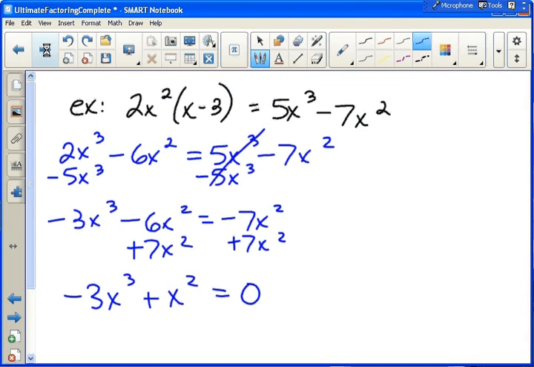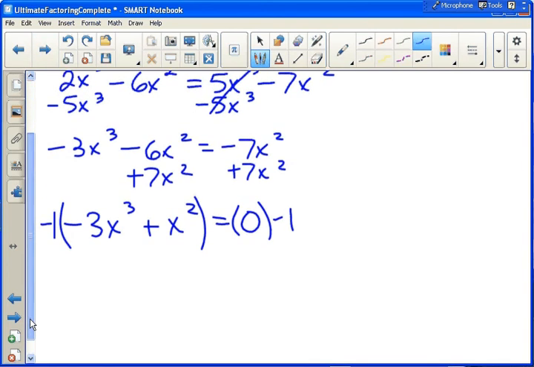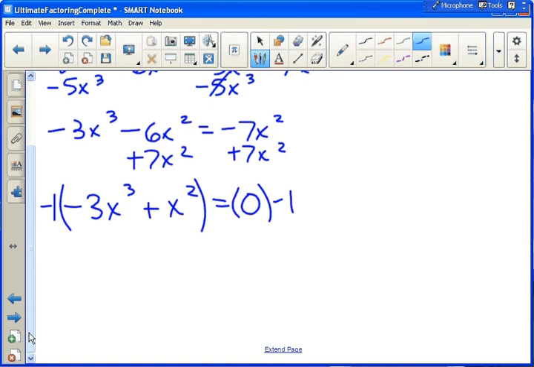Step 2 is I need to make sure that my biggest exponent has a positive coefficient, which right now it doesn't. My 3x cubed is the biggest and it's negative. So I'm going to multiply both sides by negative 1. Negative 1 times negative 3x cubed is positive 3x cubed. Negative 1 times positive x squared is negative x squared. And then 0 times anything is just 0, and that is multiplying.